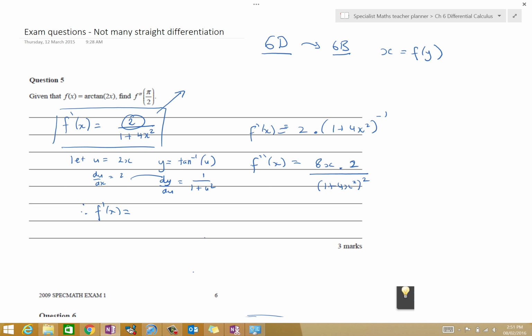Now we want f double dash of pi on 2. So that is going to be 16 times pi on 2. That's going to be 8 pi over 1 plus, be careful though, 1 plus pi on 2 squared. So that's pi squared on 4. So that's 1 plus pi squared on 4, all squared.